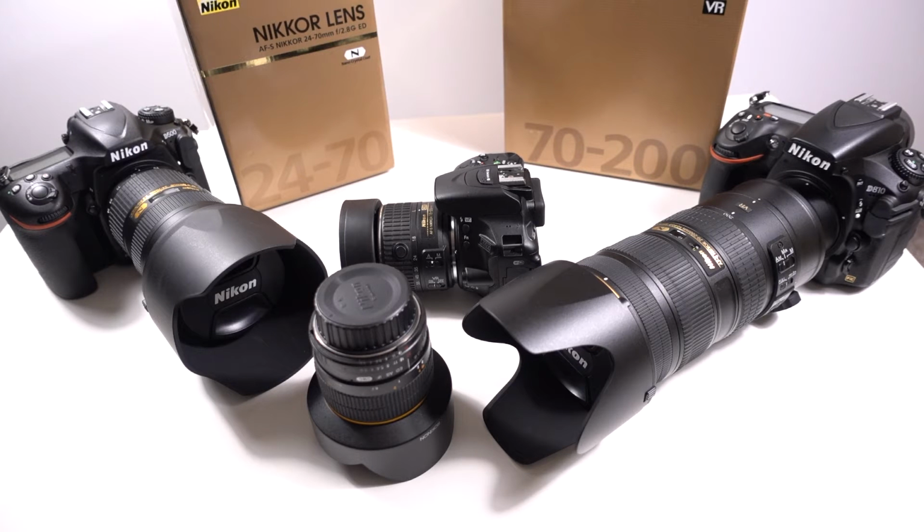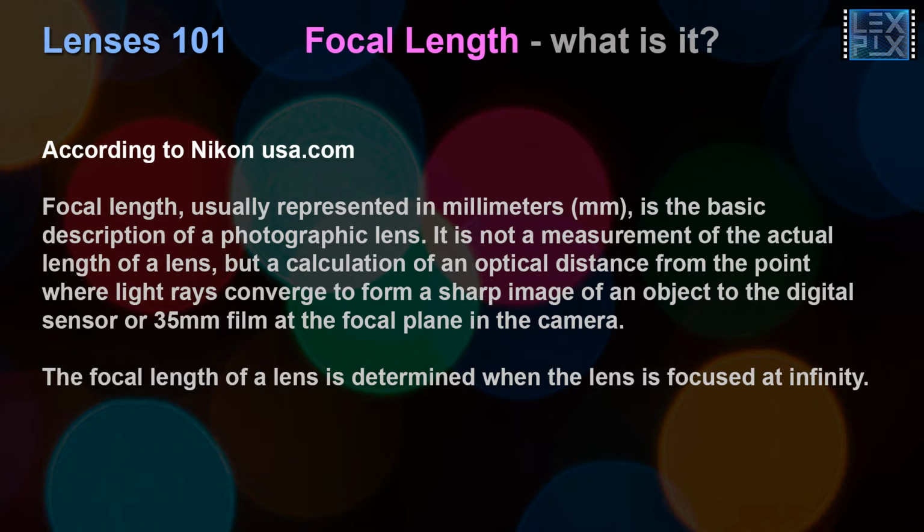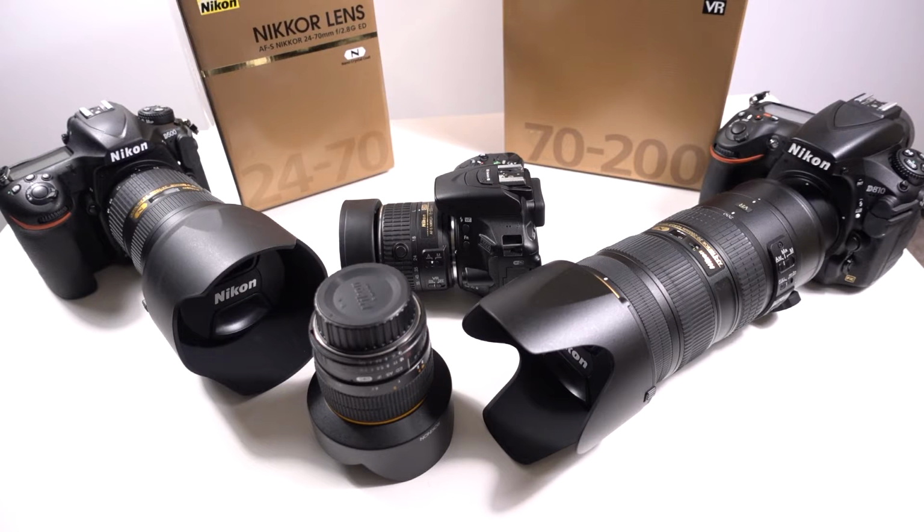So focal length. What is focal length? According to NikonUSA.com, focal length, usually represented in millimeters, is the basic description of a photographic lens. It is not the measurement of the actual length of the lens, but a calculation of the optical distance from the point where light rays converge to form a sharp image of an object to the digital sensor or 35mm film at the focal plane in the camera. The focal length of the lens is determined when the lens is focused to infinity. So in a nutshell, that's what focal length means.